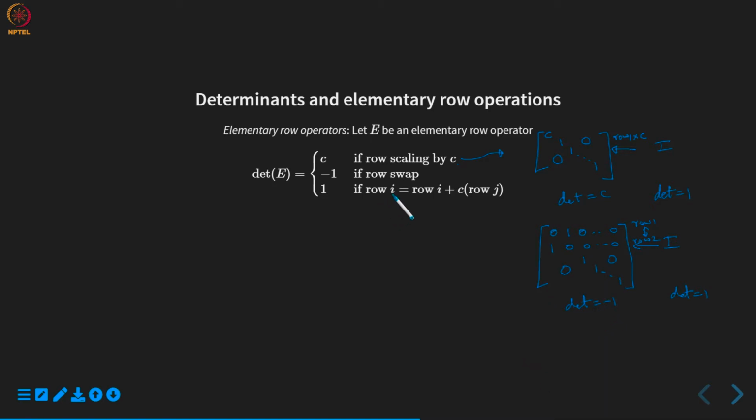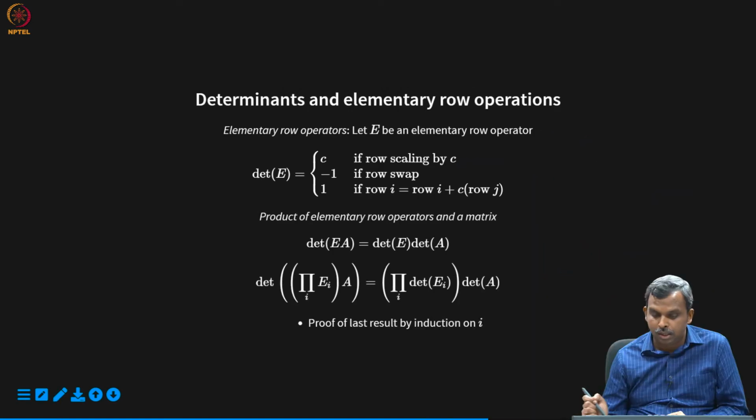Same thing with the last one. When you do row I equals row I plus any C times row J, we know the determinant does not change. The matrix corresponding to this operation is simply the same operation applied on I. So you take I for which you know the determinant, you apply the same operation, and you get that the determinant is 1. So this is a simple way to compute the determinant for the three elementary row operators: row scaling, row swap, and row combination, row I equals row I plus C times row J. We see that the determinants are easily computed because they operate on the identity matrix. That's easy to write down.